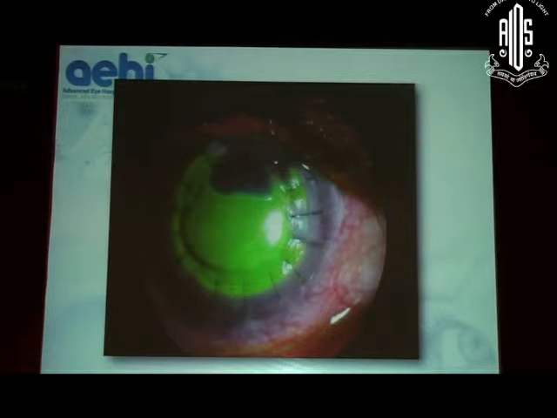This was a patient where we had done a penetrating keratoplasty. After a few months, he presented with a melt, which initially was a very small melt, but progressed circumferentially.